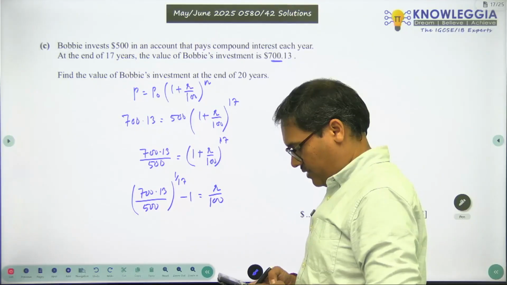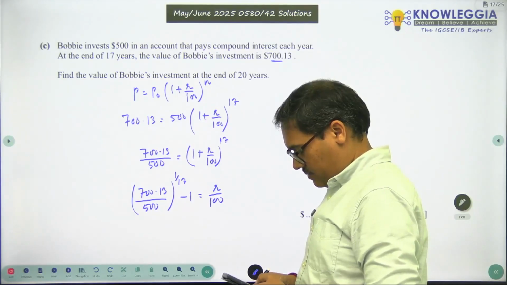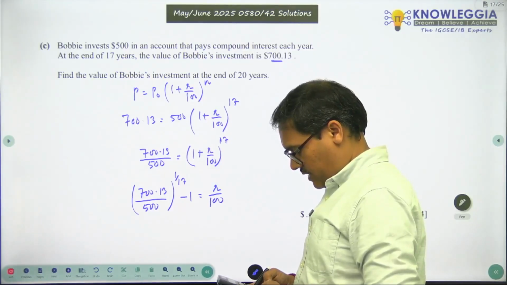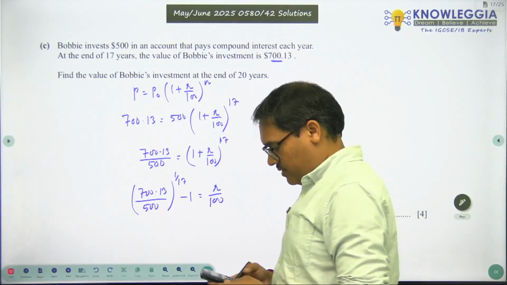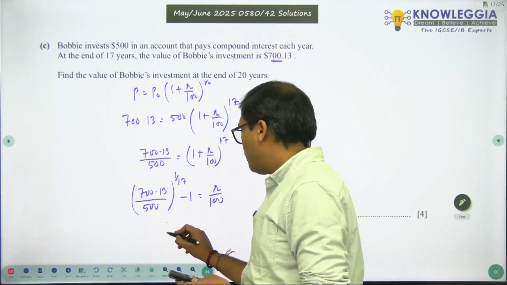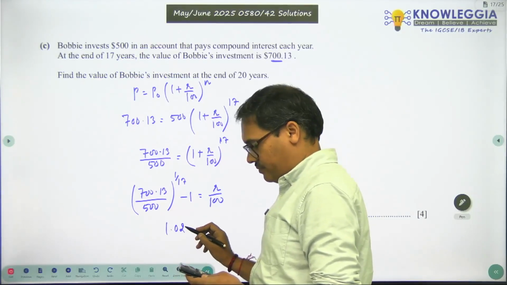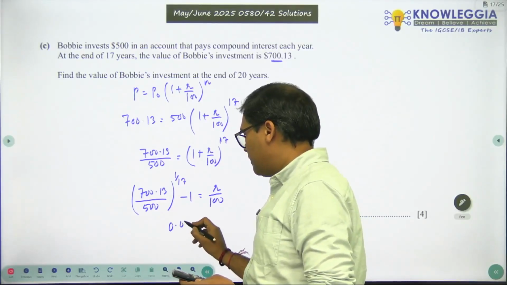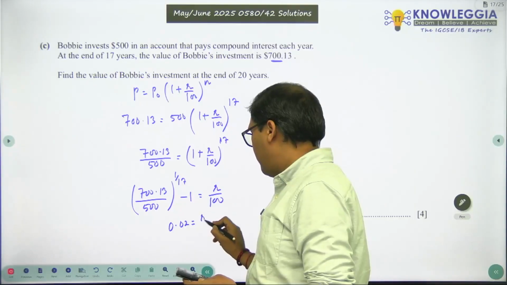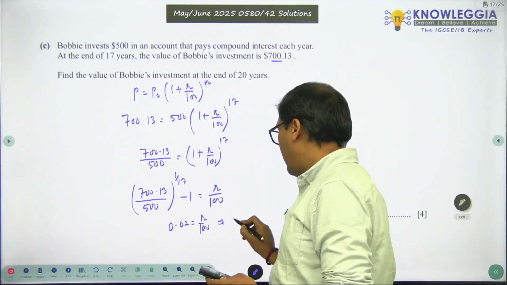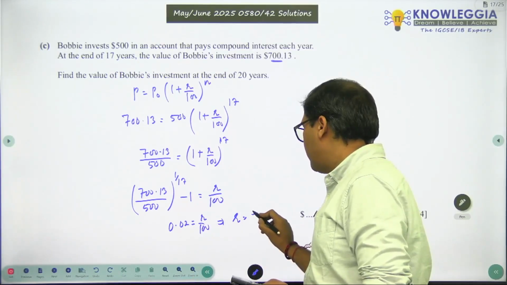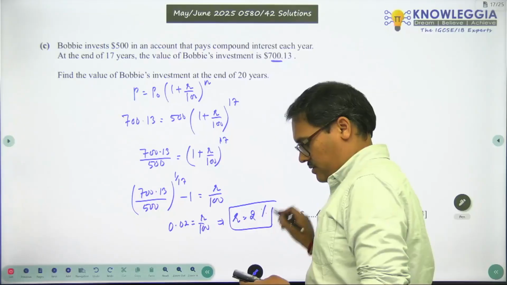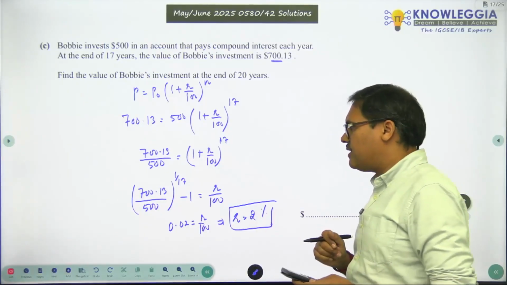700.13 divided by 500, and this raised to 1 by 17, which is 1.02. 1.02, and subtracted minus 1, this becomes 0.02 r upon 100. So basically r will become 0.02 into 100, which is 2%. Basically the rate of interest is 2%. I hope this is clear. Correct? This is the calculation you can understand.